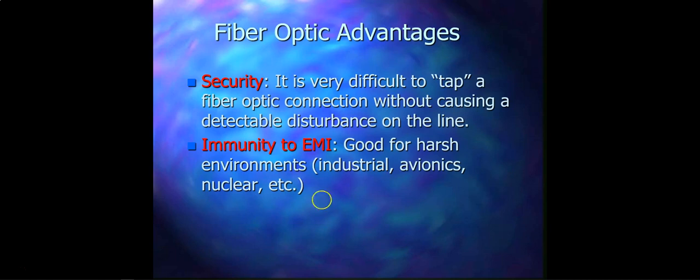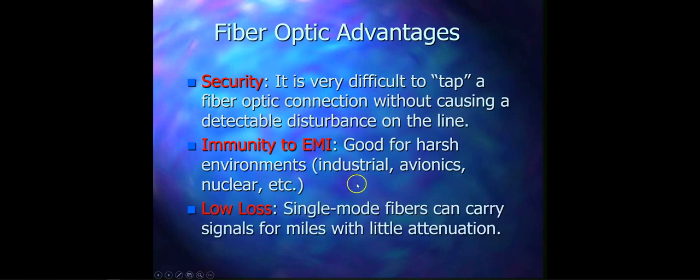Now next here is low loss. So the fiber optic cables, they have less signal attenuation over a given distance than an equivalent length of coaxial cables. So therefore they have low losses compared to traditional cables. And we can read here, single mode fibers can carry signals for miles with little attenuation. So this single mode fibers we are going to see in the next lecture.